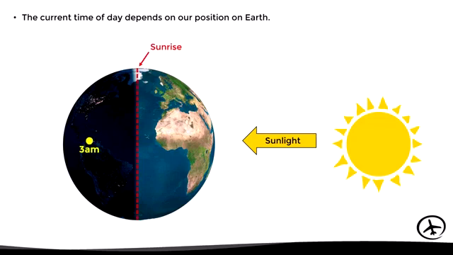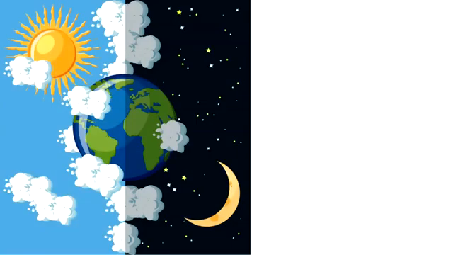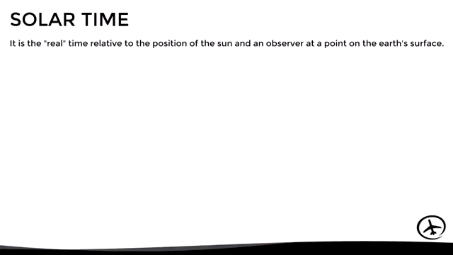This way, on the north coast of Colombia, for example, it is 3 a.m., while at the same time, on the west coast of Africa it is 9 a.m., and on the east coast it is noon. Taking this into account, we can say that each position on Earth will have a specific solar time, depending on the relative position of the sun in the sky. Now, the solar time is the real time relative to the position of the sun and an observer at a point on the Earth's surface.